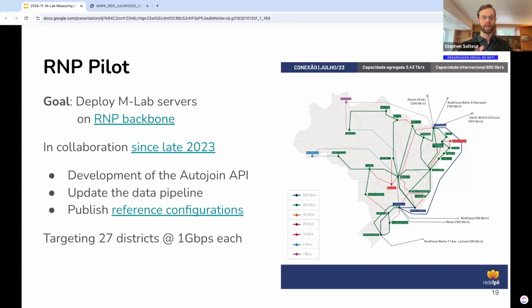Next slide. So MLab has been running a pilot with RNP. The collaboration began late 2023, so we've been working for about a year now, with the goal of deploying MLab servers throughout RNP's backbone network. Over the last year, this has given us time to develop the AutoJoin API, to make modifications to the data pipeline, and to curate a set of reference configurations for the measurement services that will run on host-managed servers. The target here is all of RNP of Brazil's federal districts. There are about 27. RNP has points of presence in all of them at about a gigabit each. Next slide.